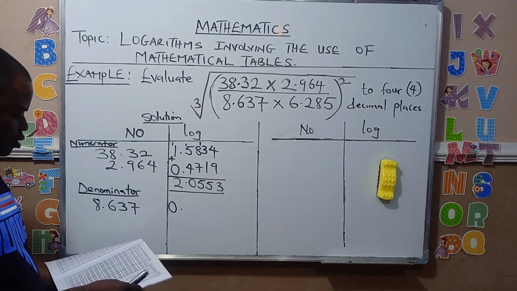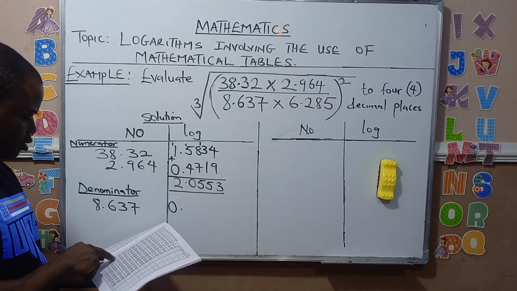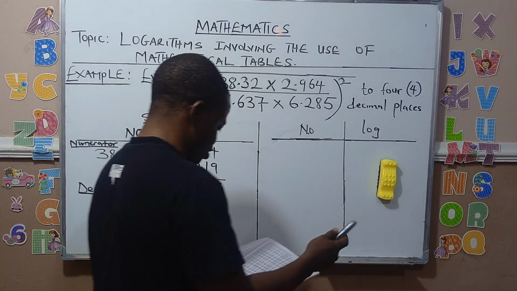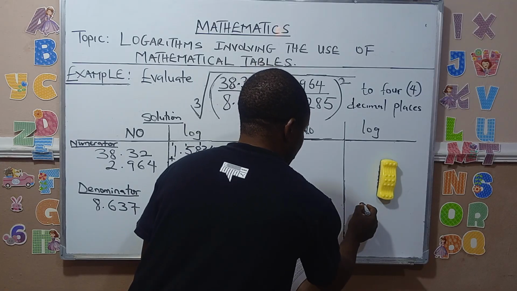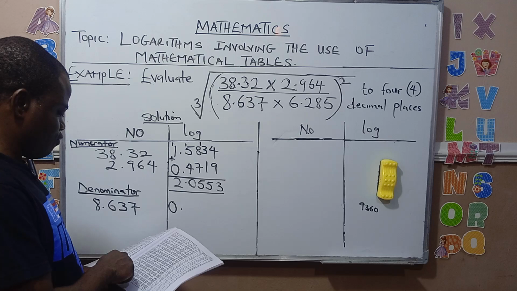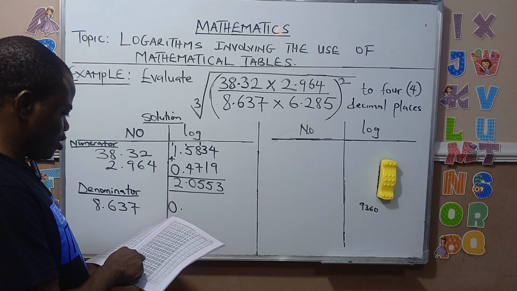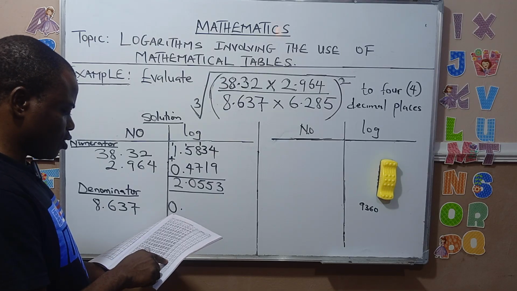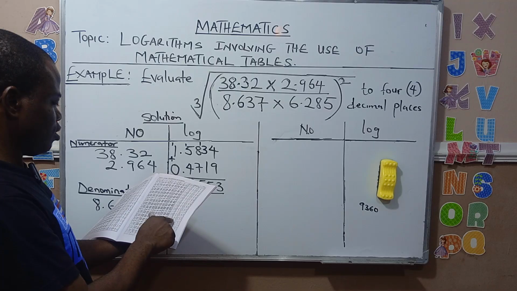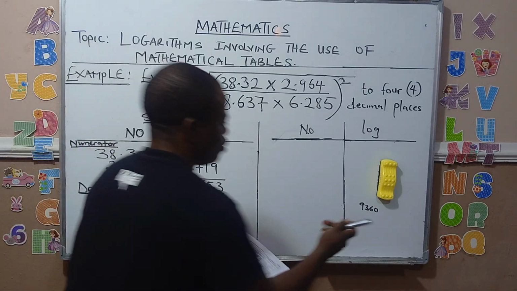Trace your 86 under logarithm of numbers. 86 under 3, we have 9360. 9360, difference of 7. 86 under 3, difference of 7. Under 7, you trace it down. Under 7, you have 4.